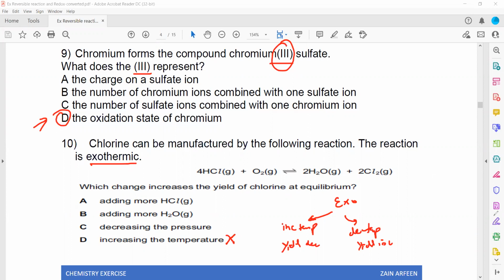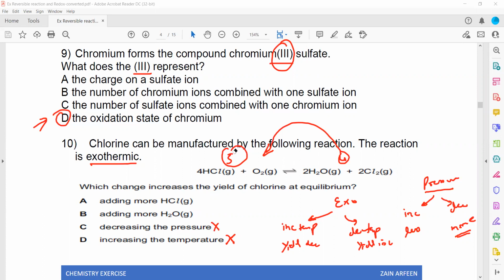Whenever we are talking about pressure, if we increase the pressure, it will shift towards the side where less particles. And if we decrease the pressure, it will shift towards the side where more particles. So if we decrease the pressure, it should shift towards the side where more particles of a gas. When we check the particles of gas, here 5 and here 4. So it will shift backward. So the yield will not increase, the yield will decrease.